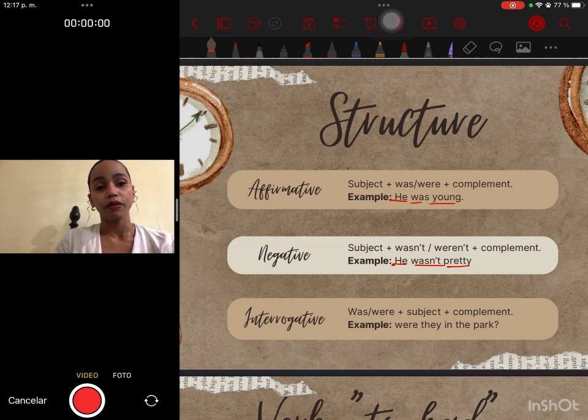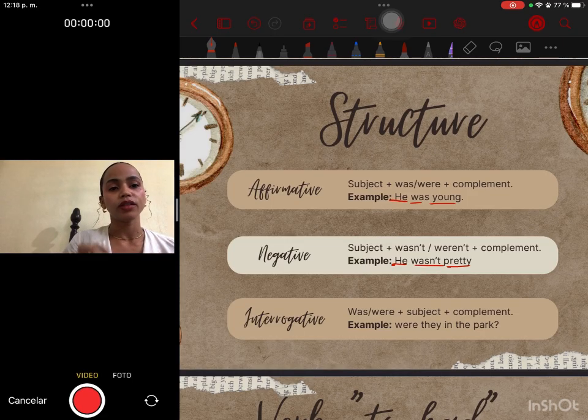The structure for the interrogative form is: in this part, the thing changes. The verb passes to the first place and the subject passes to the second place. Example, the structure is was or were plus subject plus complement.